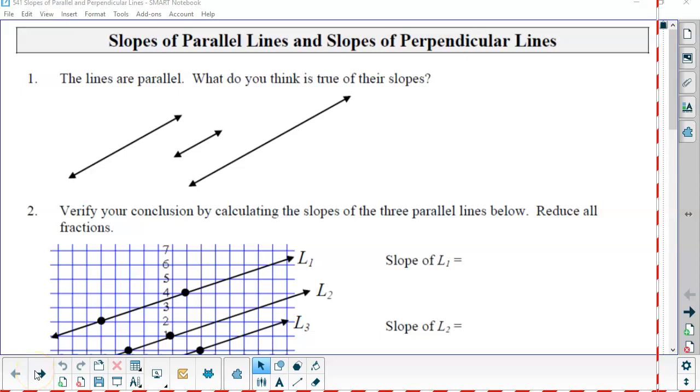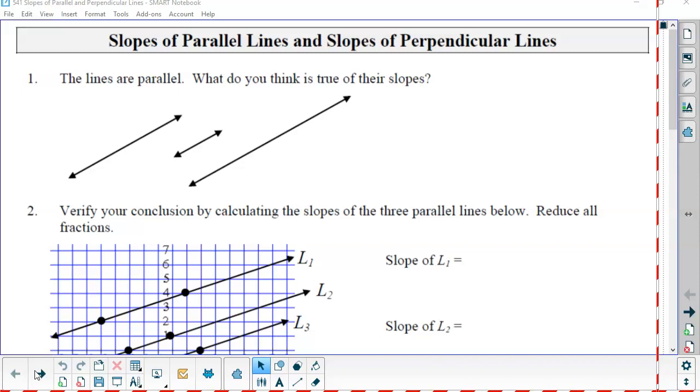Okay, so slopes of parallel lines and perpendicular lines. We know how to calculate slope now. If you're given the graph, form a right triangle, find the rise, find the run, and it's the ratio. If you're given points, use that formula. Okay. So now we're going to look at particular lines.